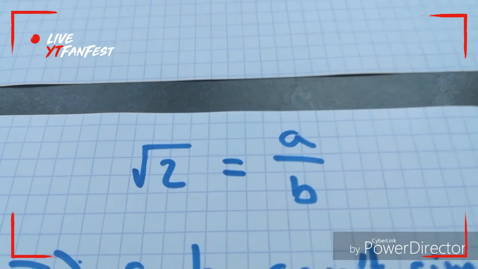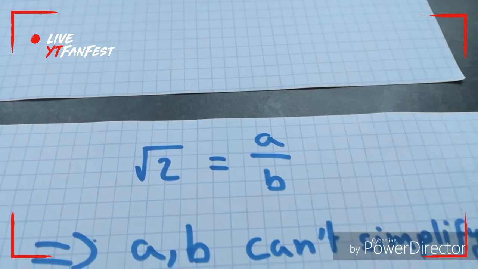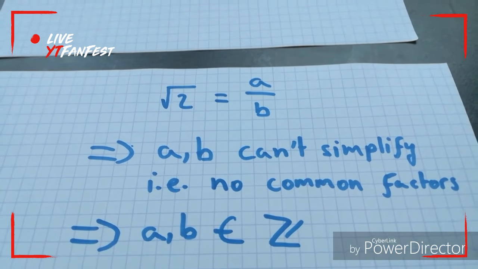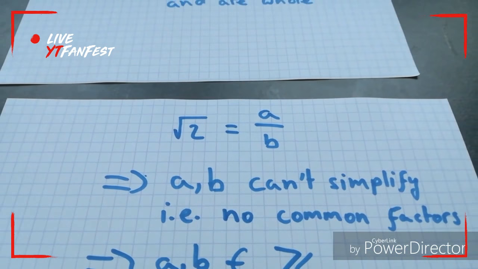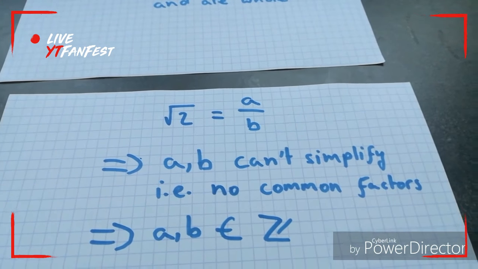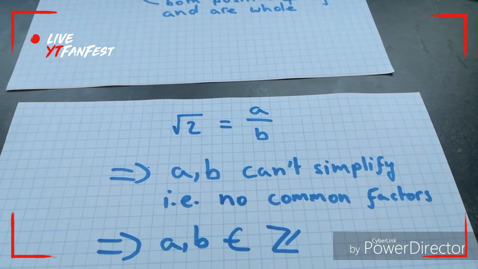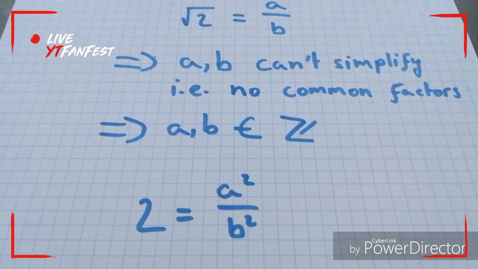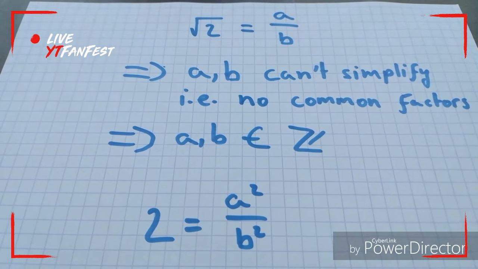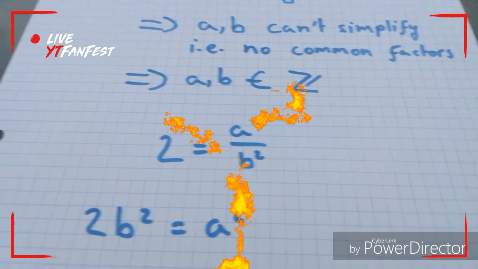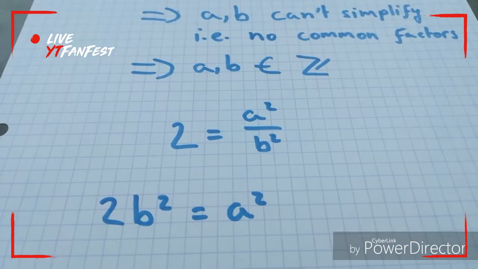So I'm going to start by saying the square root of 2 is equal to a over b, where a and b can't simplify, so they don't have any common factors, and a and b are integers. I do a little rearranging and I end up with 2 is equal to a squared over b squared. I times by b squared.